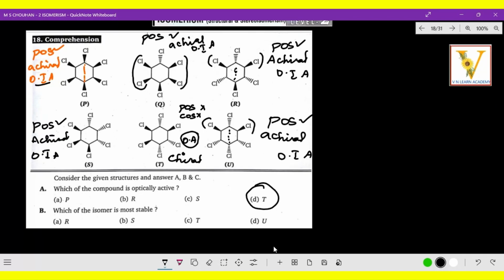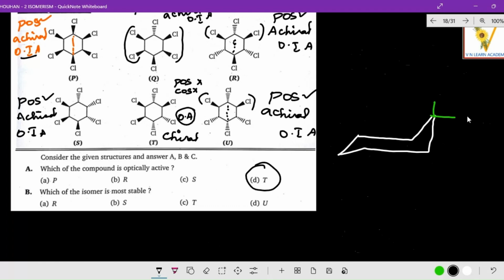And the next question: which of the isomers is most stable? This is one of the most important points to be noted. As mentioned, it is a cyclohexane, so we go for the chair conformation, which is generally the most stable. Here we can identify axial and equatorial positions.